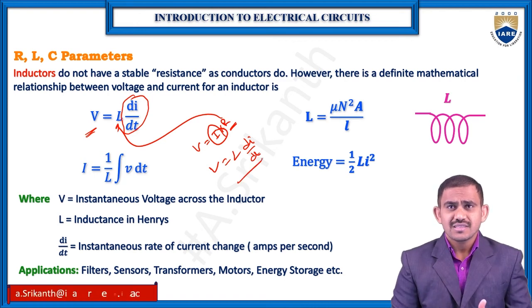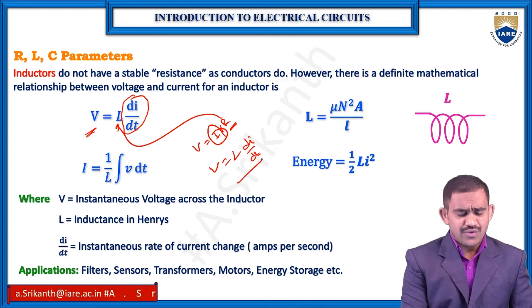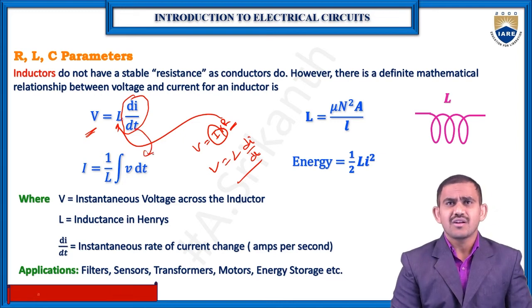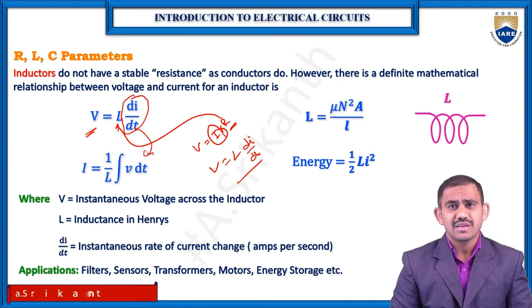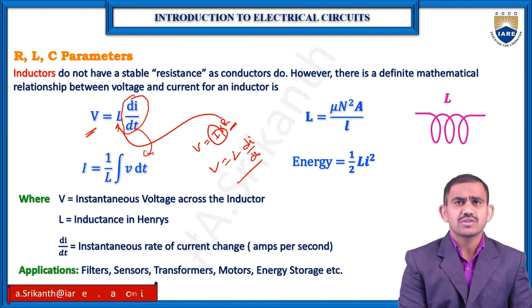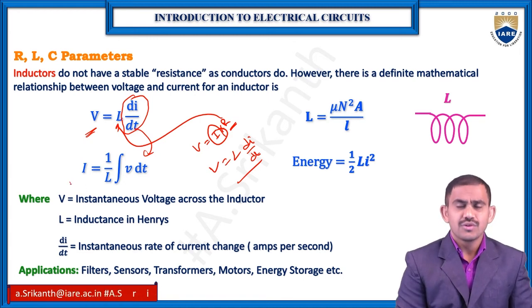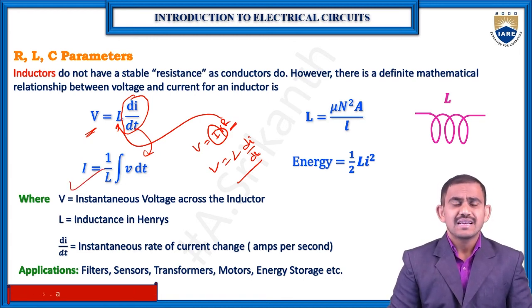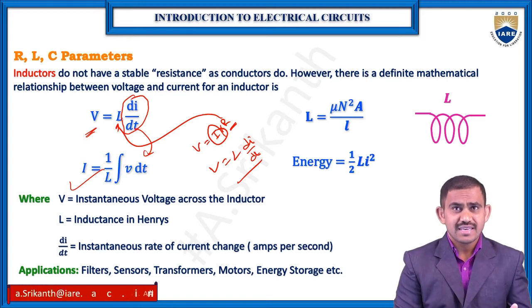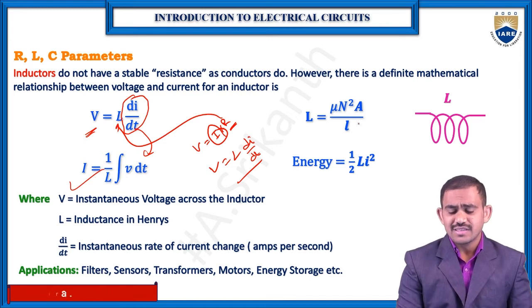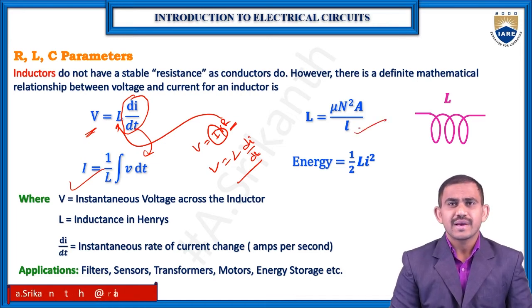Okay, so this is about your voltage. From this equation you can solve I equal to 1 by L integral V dt. So applying the integral on both sides, we have the value I equal to 1 by L integral V dt. For your inductor, we have the inductance, and the inductance value is mu N square A by L.